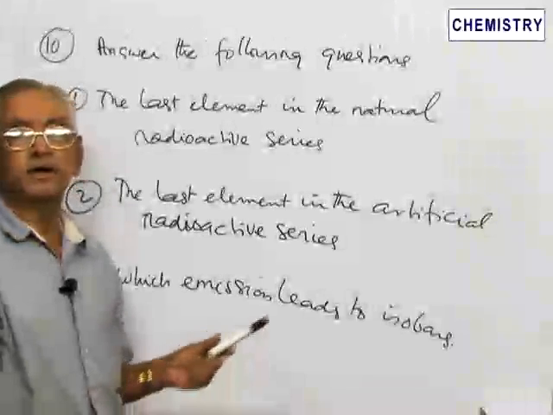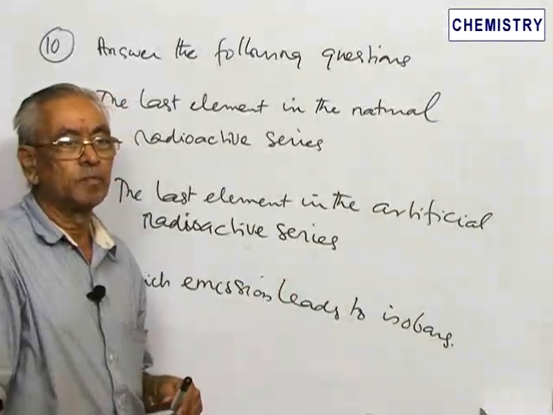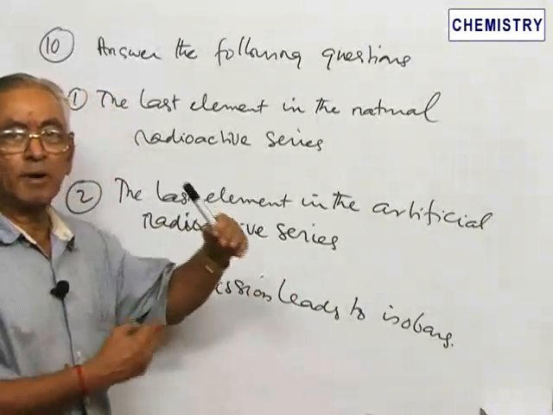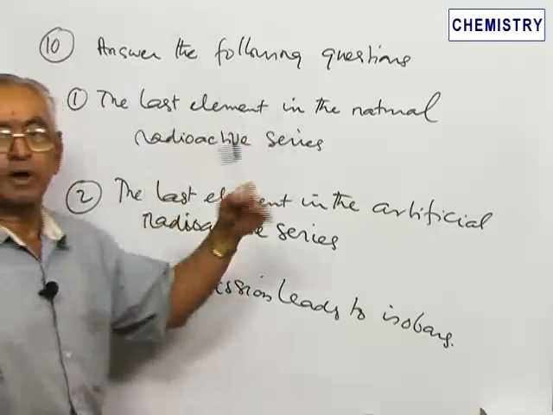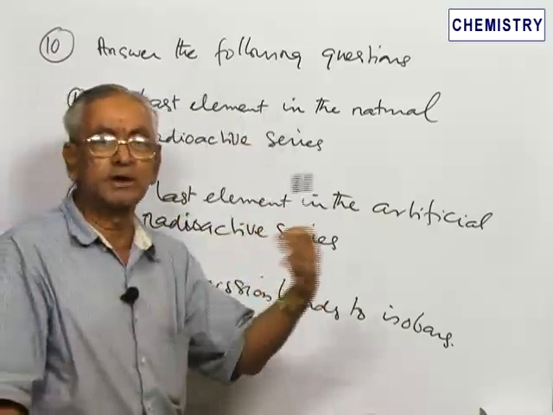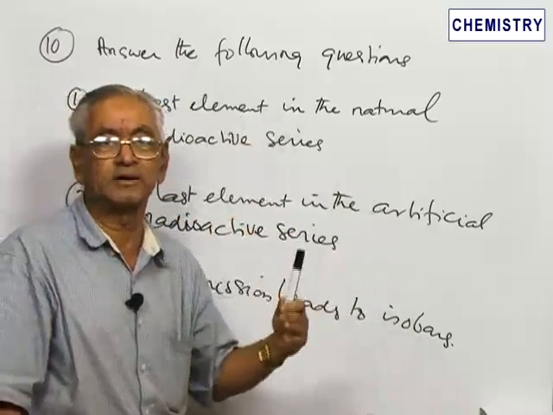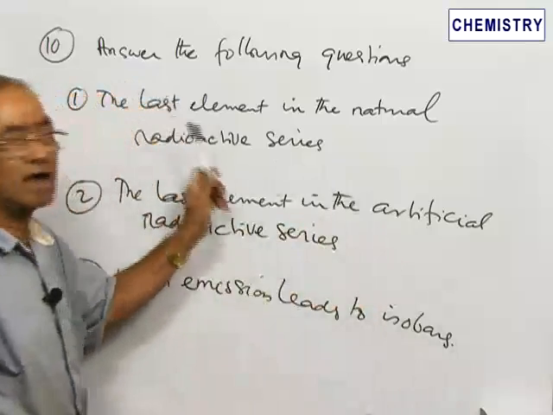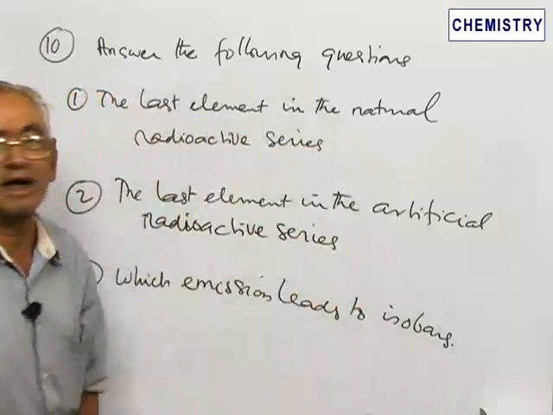Now let us answer a few simple questions in the radioactive series. In the natural radioactive decay, as the decay process goes on, what is the last element? A radioactive element undergoes decay, several particles are lost like alpha and beta particles, and it finally ends up with a non-radioactive element. The question asks: what is the last element in the natural radioactive series?